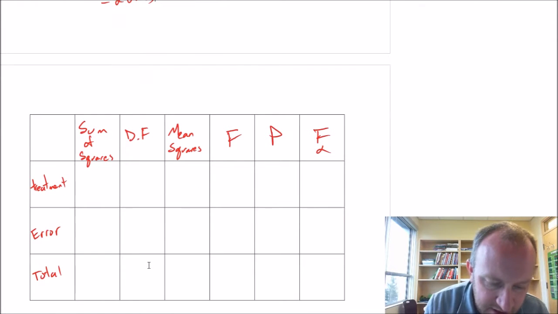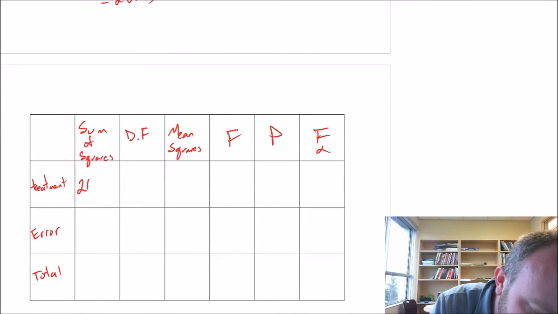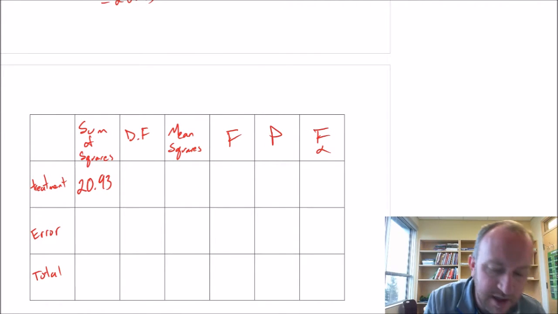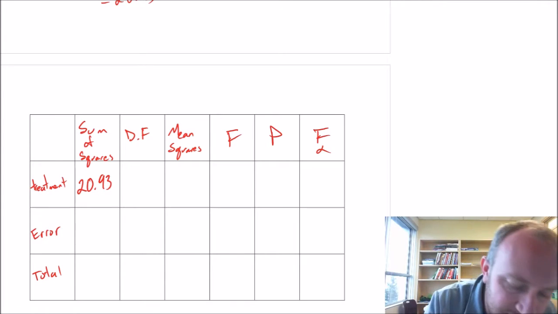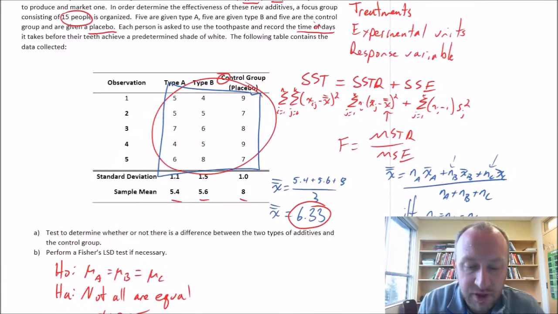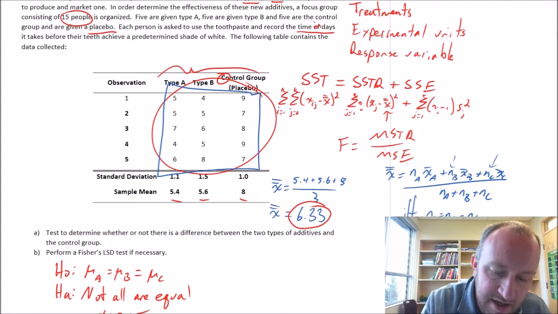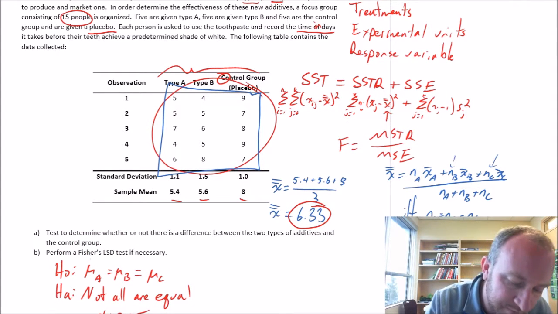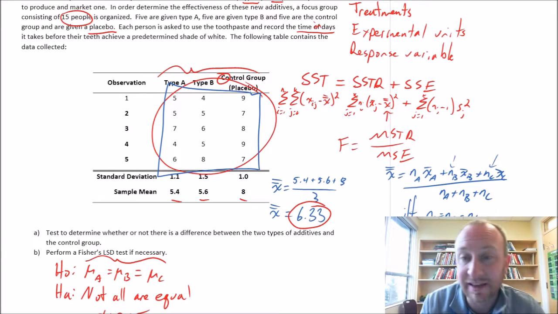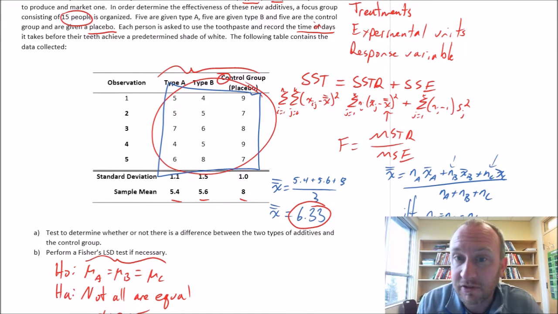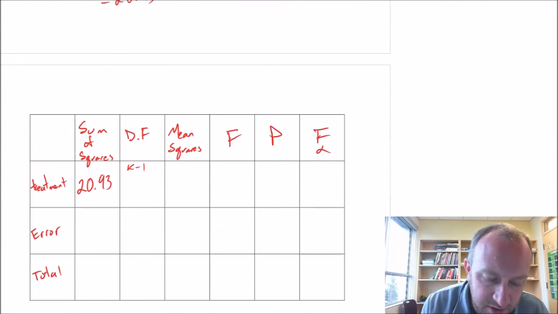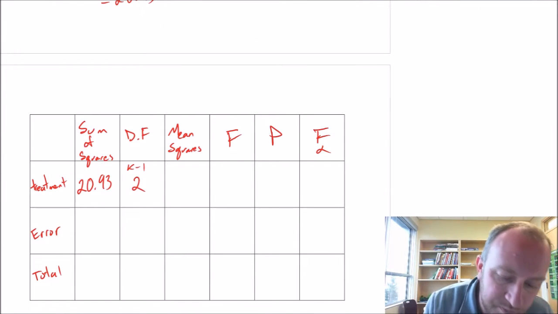So I come down to my table and we'll fill this in. 20.93. Degrees of freedom on treatment is k minus 1. We have 3 treatments, type A, type B, and the control group, just as we have 3 means in that null hypothesis. So our number of treatments here is 3. So 3 minus 1 is 2.